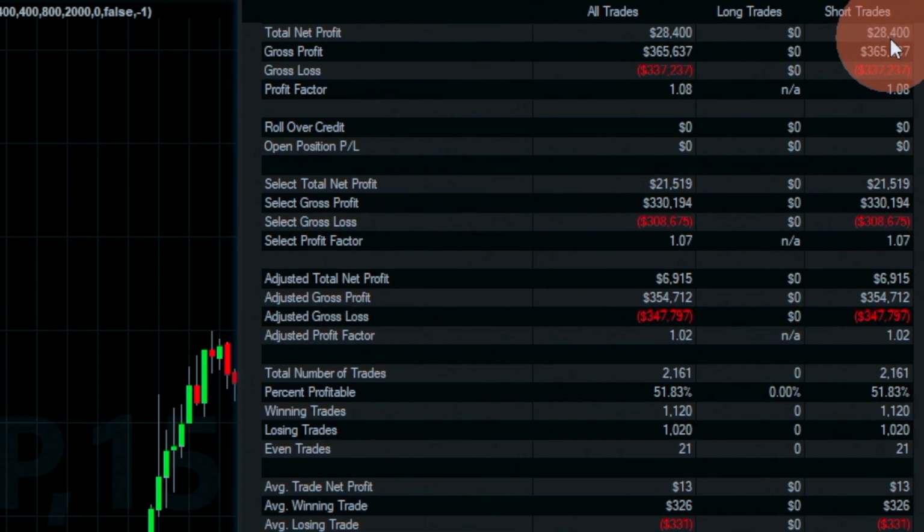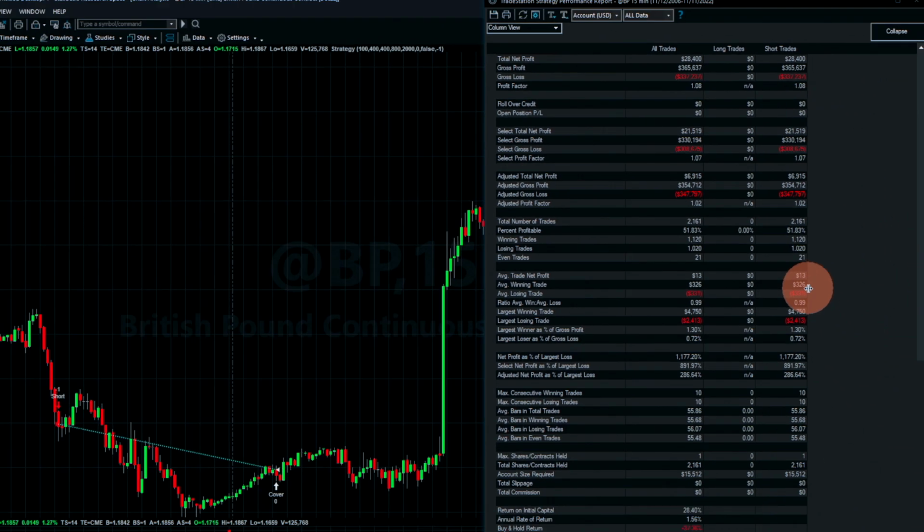So here it is. We are making 28,400. Our average trade is $13. Now we saw we can make 30-something dollars, $39. But again, we're just picking a stable region. Now, instead of picking the best optimization, you need to introduce a filter to the strategy. Remember, the raw strategy was losing either way, but the short edge is there and we can enhance it with a filter.